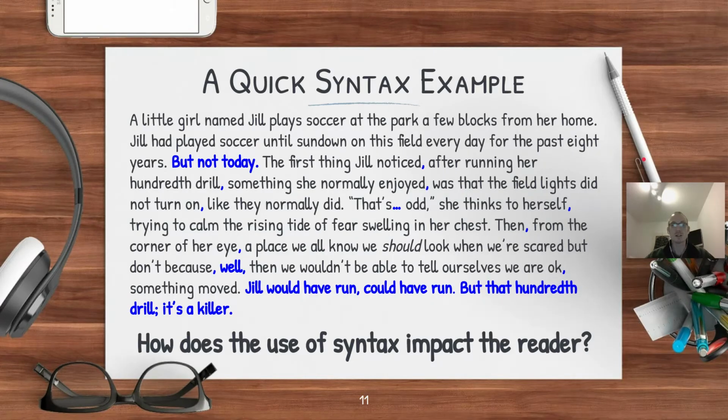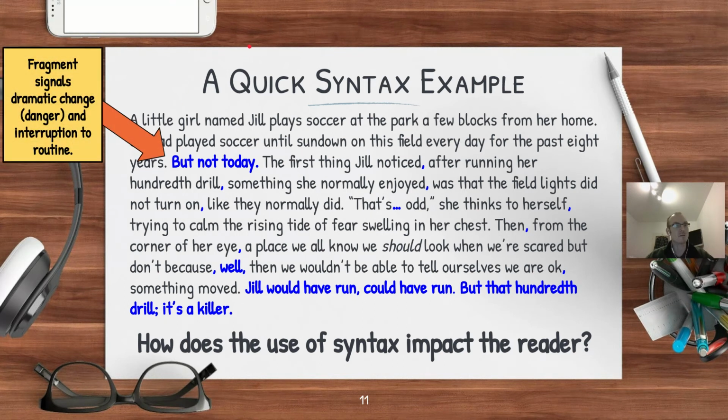Okay, so let's look again at the syntax example, right? When you look at that first piece that I highlighted here, right, but not today, I want to answer the question, how does the use of syntax impact the reader, right? So that fragment signals a dramatic change, right? That danger is approaching. And it's an interruption to the routine, right? Normally, this is what would happen, but not today. Something different is going to happen.